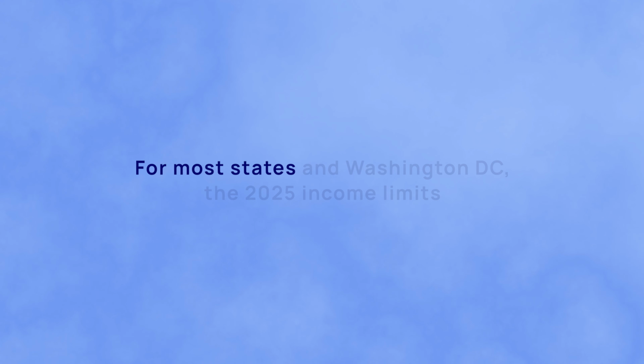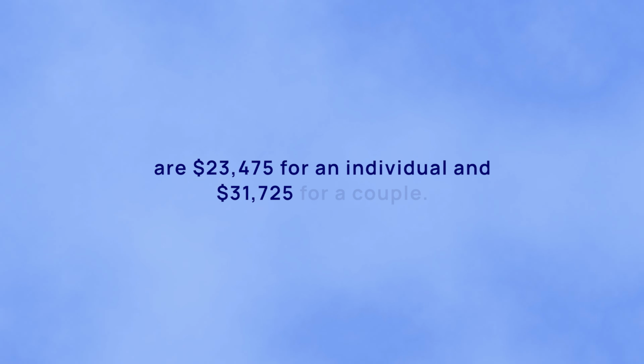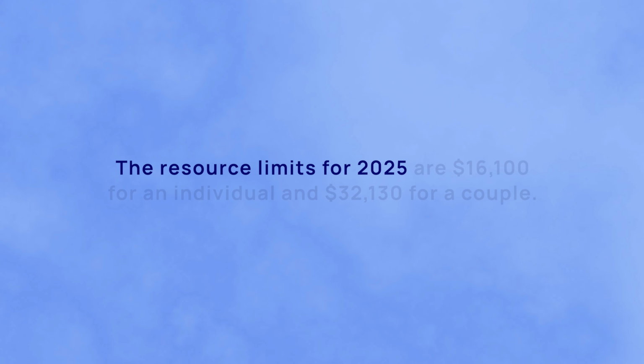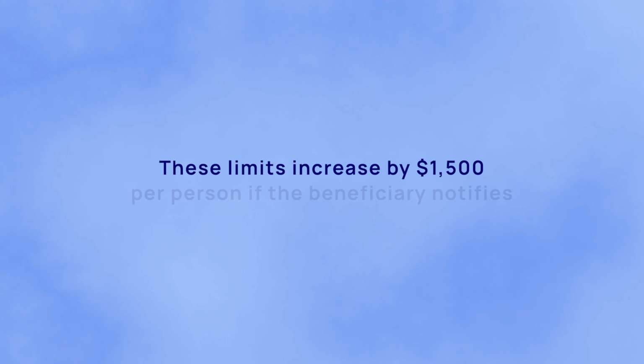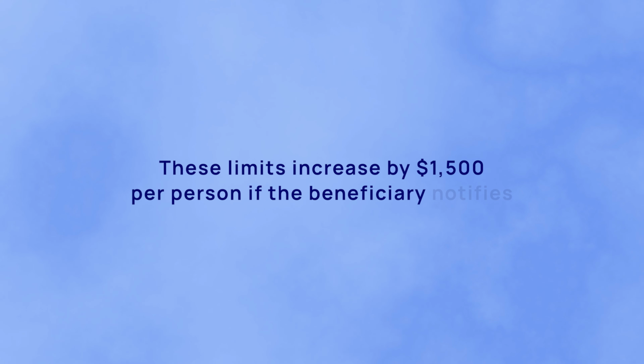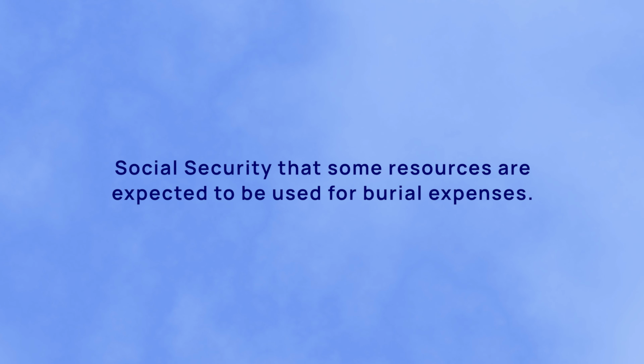For most states and Washington, D.C., the 2025 income limits are $23,475 for an individual and $31,725 for a couple. Higher limits apply in Alaska and Hawaii. The resource limits for 2025 are $16,100 for an individual and $32,130 for a couple. These limits increase by $1,500 per person if the beneficiary notifies Social Security that some resources are expected to be used for burial expenses.